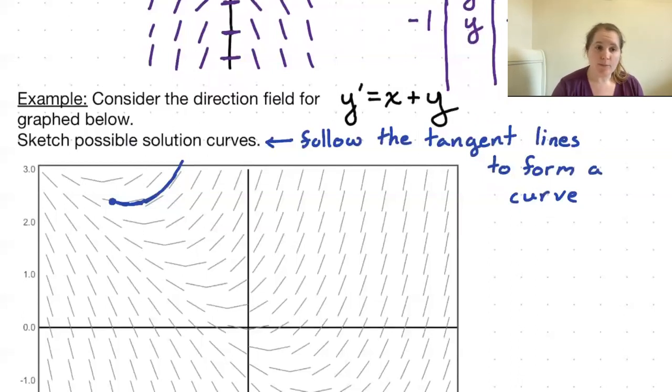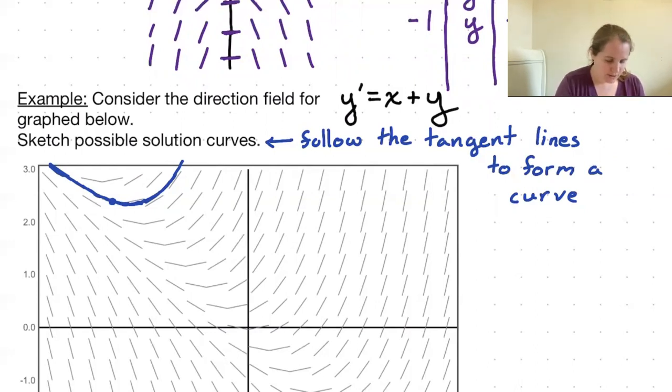We can also work our way backwards. So the line started off fairly flat, and then it slants a little bit more. And as we go, it looks like it would go off this way. So we're just tracing what those little mini tangent lines appear to be doing.